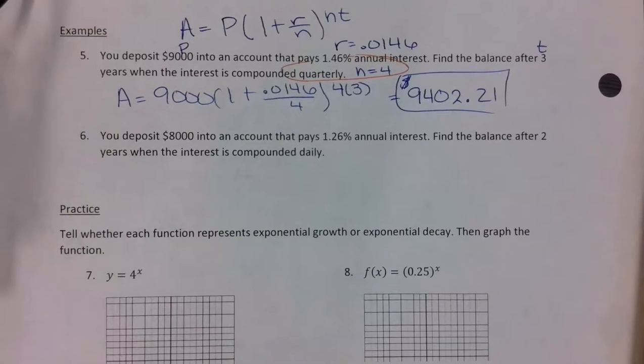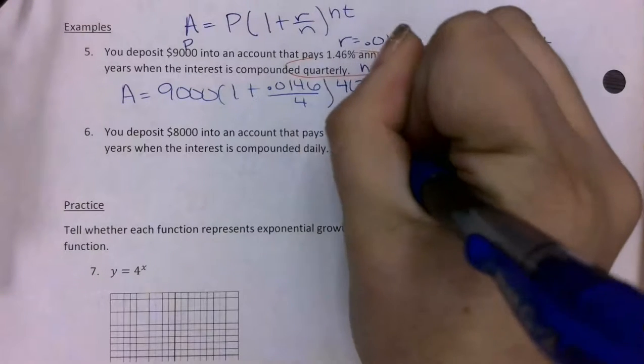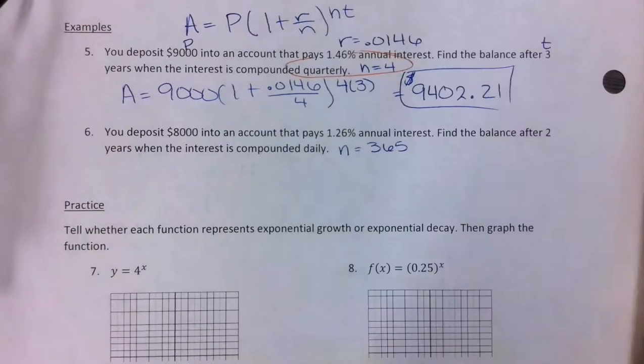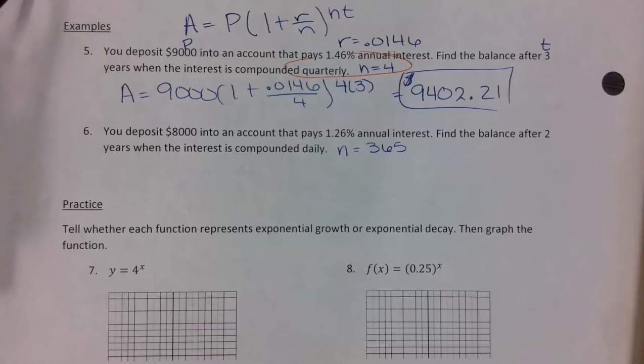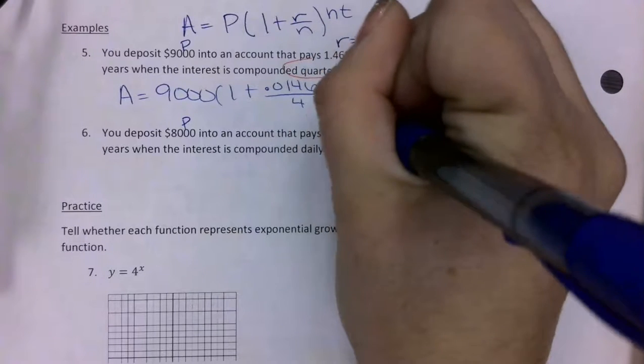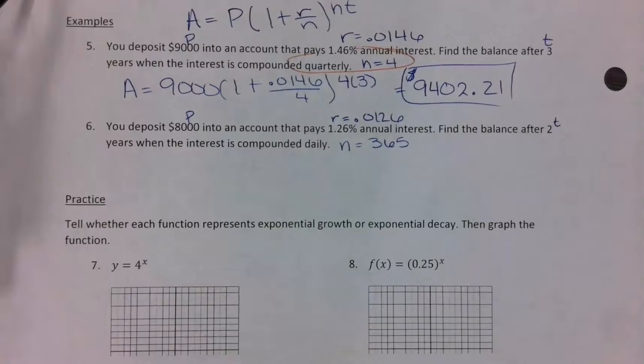So if this is daily, then it'll be 357. Ruben, how many days are there? 365 in a normal year. 366 is leap year. Every 4 years except for years divisible by 100.